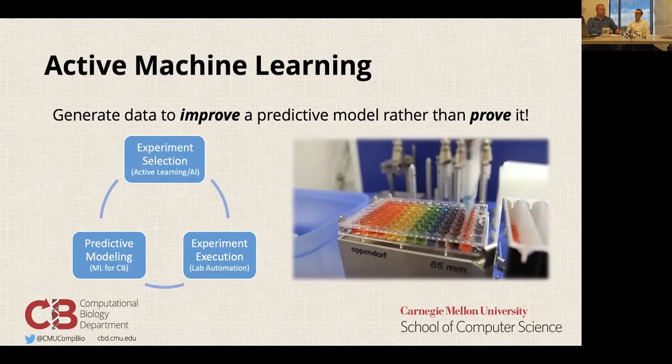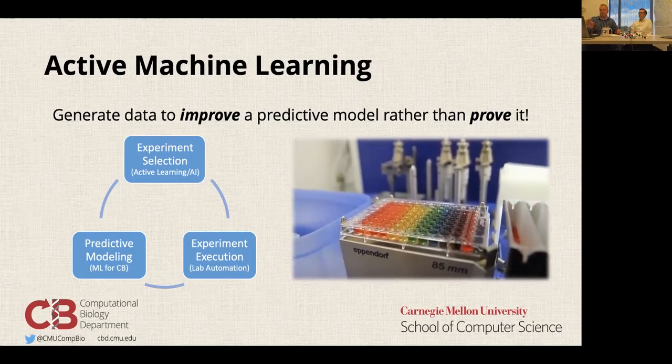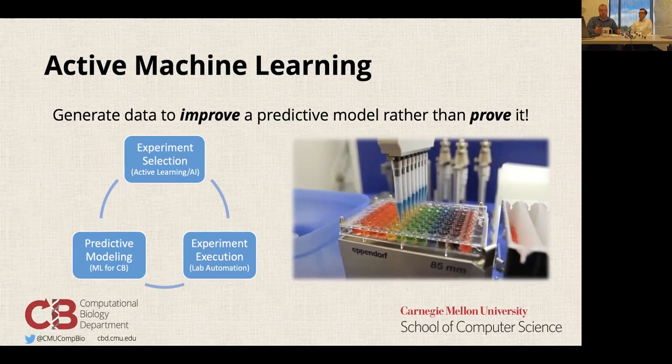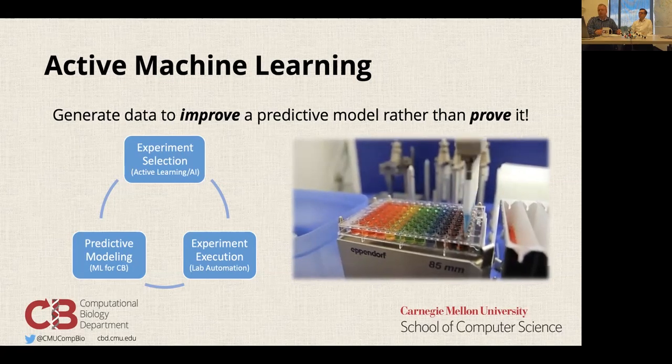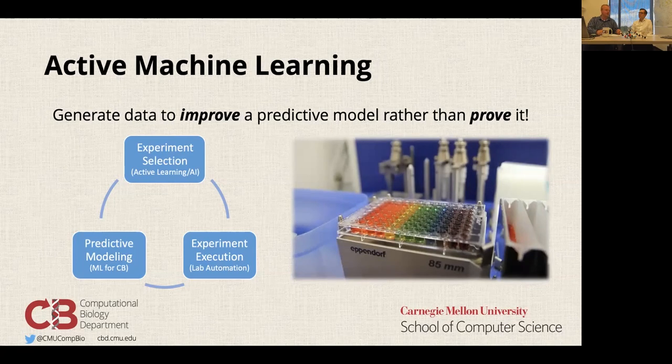So in the Masters in Automated Science program, we are explicitly teaching our students about this. Starting from experiment execution, we're teaching the students about actual lab automation. This is one of our robots in the video to the right here. Then we teach them about predictive modeling, where they're using machine learning for computational biology tests.